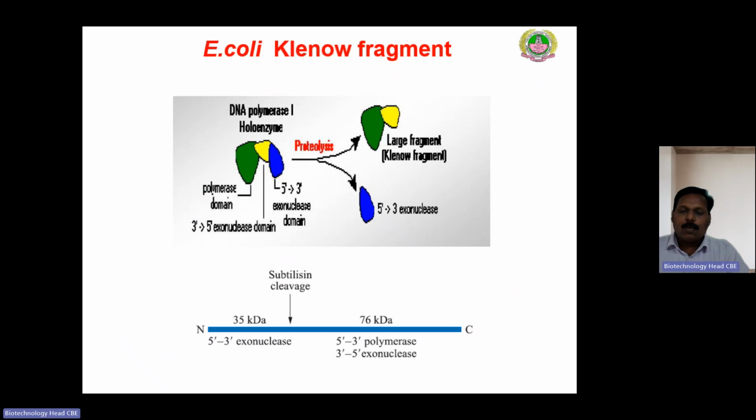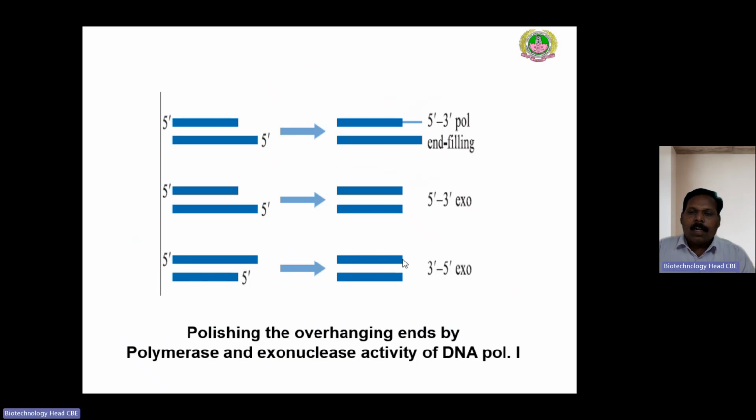So here this image shows the action of the DNA polymerase enzyme at the recognition sequence for the subtilisin cleavage site, which generates 2 different fragments, a smaller one with 35 kilodalton, the other one with the 76 kilodalton size. The larger fragment is what I told as Klenow fragment. So these enzymes, particularly the exonuclease activity and the polymerase activity of the DNA polymerase, can be exploited for polishing the overhanging ends. Typically, you can see when you have an overhanging end, these ends can be filled or polished by using the polymerase activity of the DNA polymerase 1.